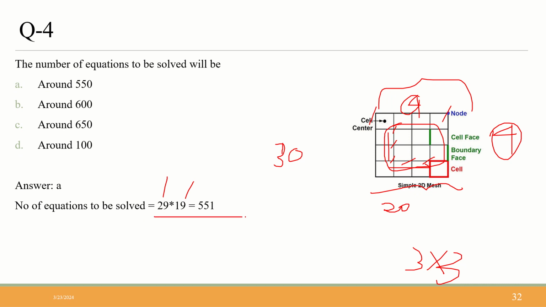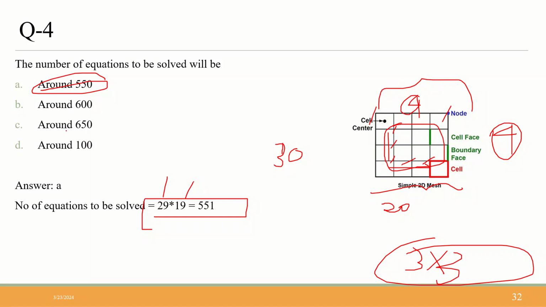So number of equations to be solved is 29 into 19, 551. Because what are we doing? We are solving 3 cross 3 for this simple domain. Therefore on that basis we are having 29 into 19, we have 551. So around 550 is the right answer. Option A is right answer.